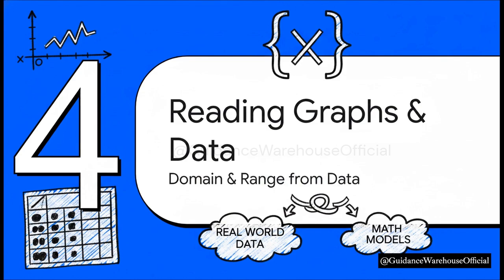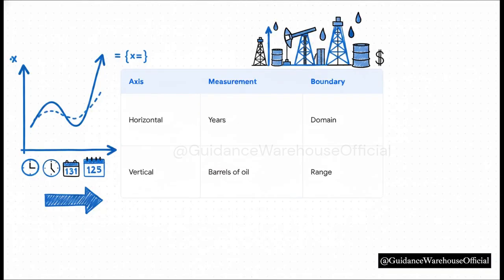Section 4, Reading Graphs and Data. Now let's connect this whole concept directly to the real world by pulling domain and range straight off a graph, because sometimes you don't even get an equation, you just have a raw chart. Imagine you're looking at a graph charting U.S. oil production over decades. The horizontal x-axis measures time, specifically in years.